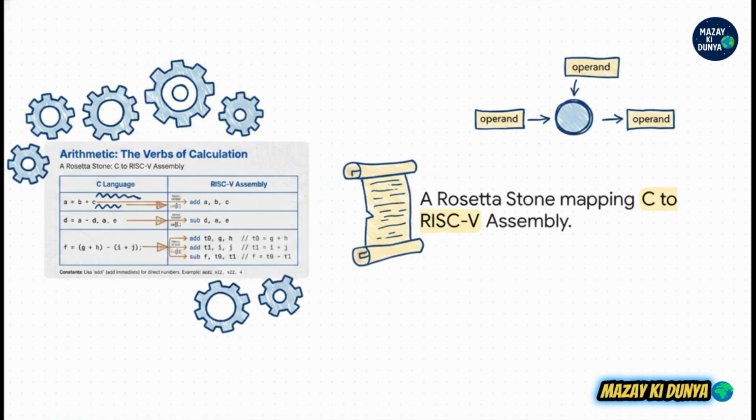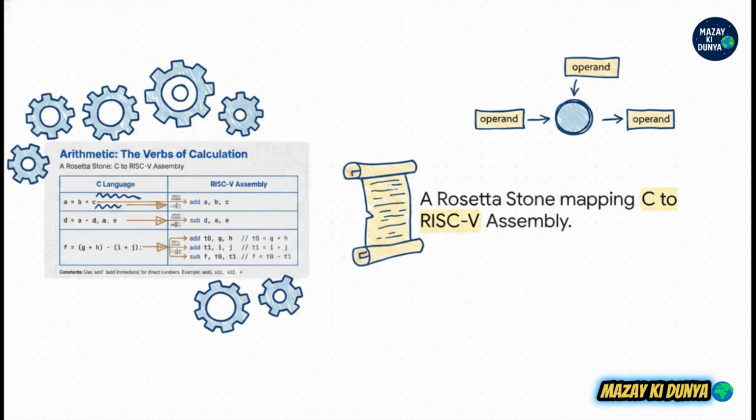You see, RISC V instructions are super rigid. An arithmetic instruction like add or sub takes exactly 3 operands, 2 sources and 1 destination. So to solve our equation, the compiler has to break it down into 3 separate RISC V assembly instructions.